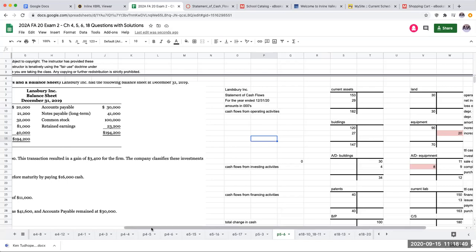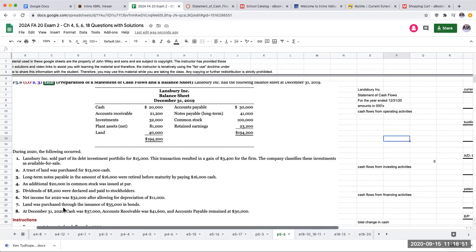So this is problem 5-6. We're asked to prepare a statement of cash flows. This is somewhat similar to exercise 5-17. So these are all beginning balances. We're told about these extra additional pieces of information.